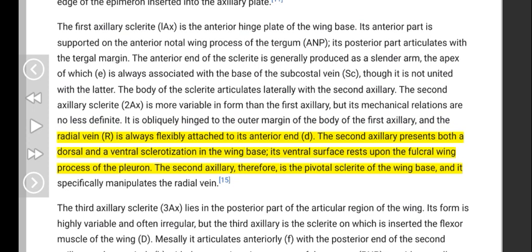The second axillary presents both a dorsal and a ventral sclerotization in the wing base. Its ventral surface rests upon the fulcral wing process of the pleuron. The second axillary, therefore, is the pivotal sclerite of the wing base, and it specifically manipulates the radial vein.